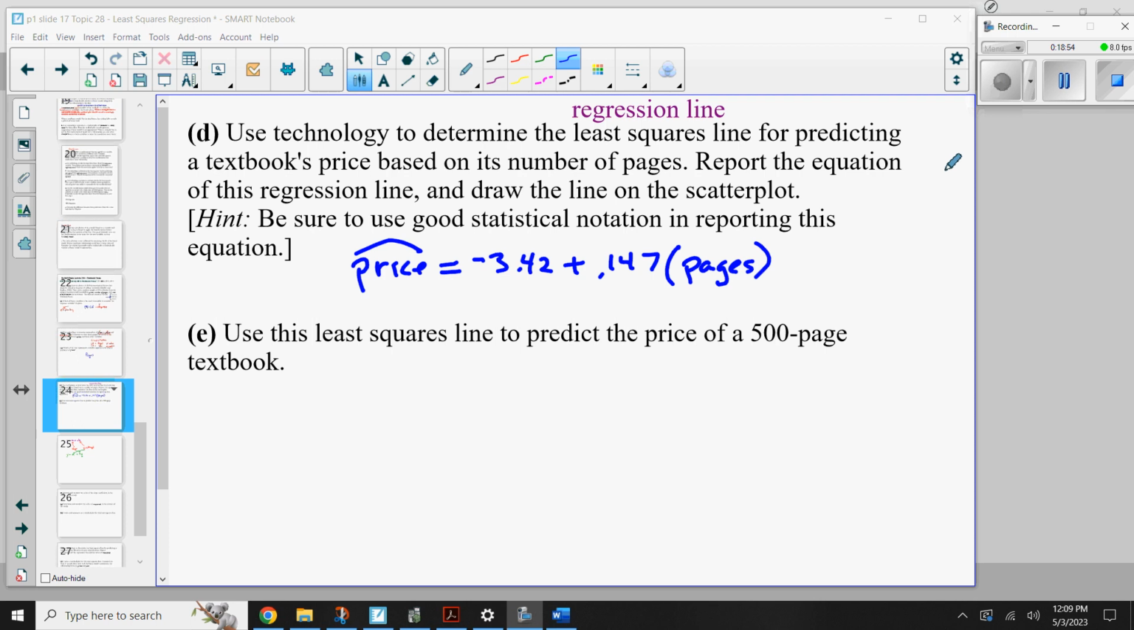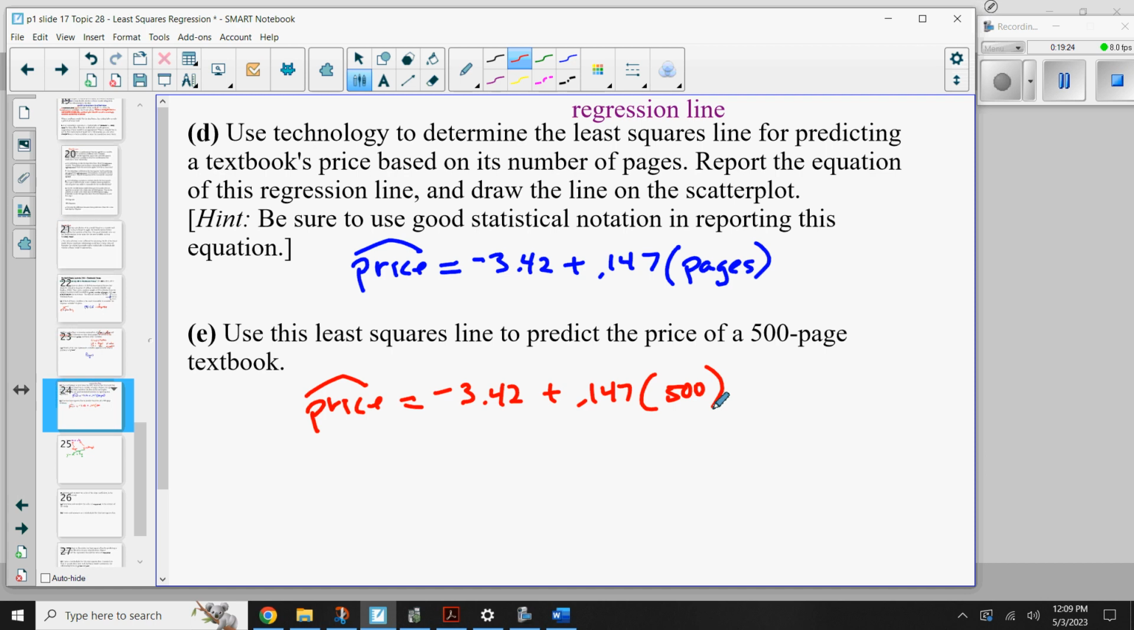Now the problem says, use this least squares line to predict the price of a 500-page textbook. Well, 500 pages is our input value. So if I want to do this, what I'm doing here is I'm predicting the price. So price hat is equal to negative 3.42 plus 0.147, and the number of pages we want is 500.